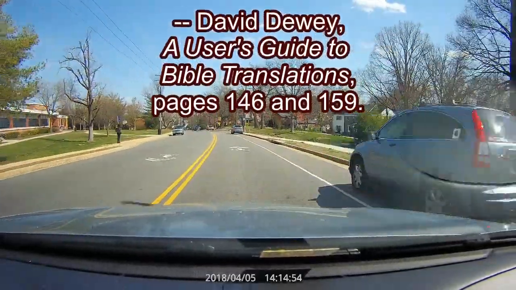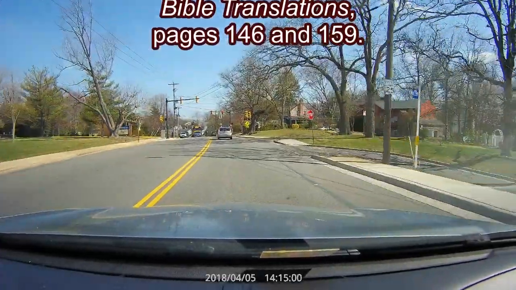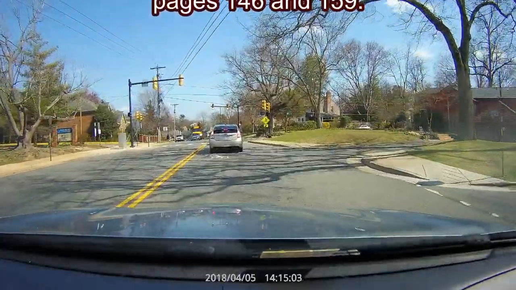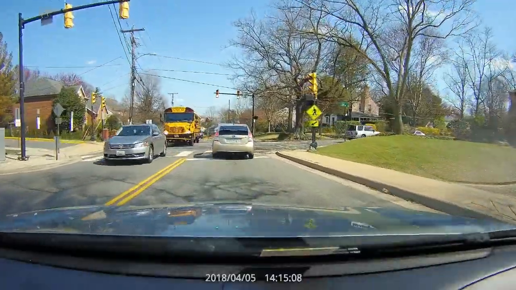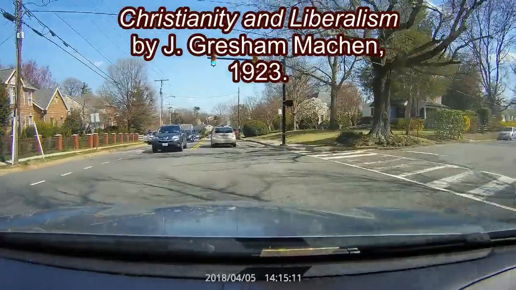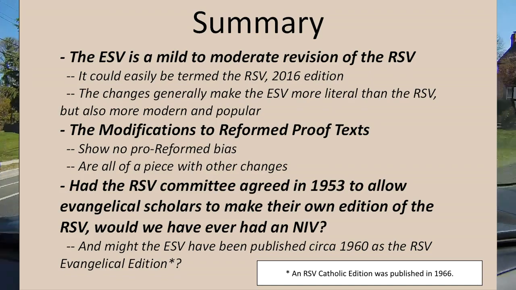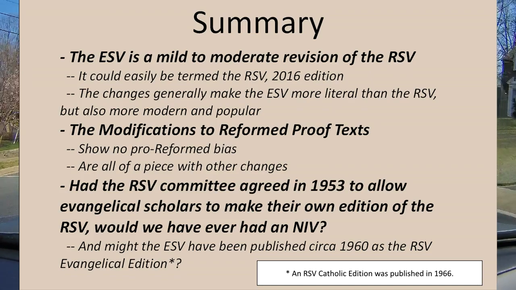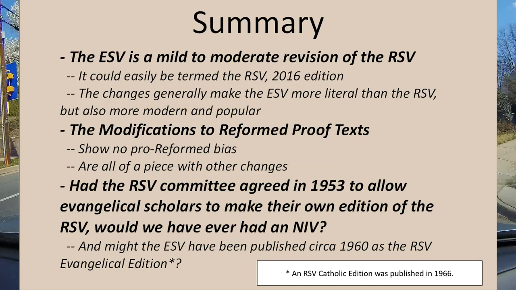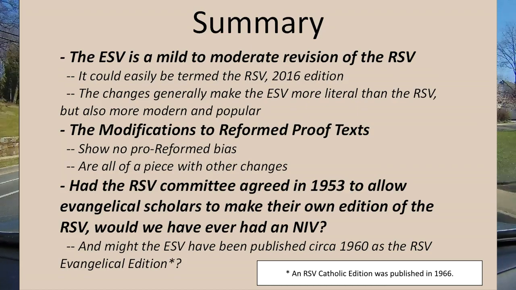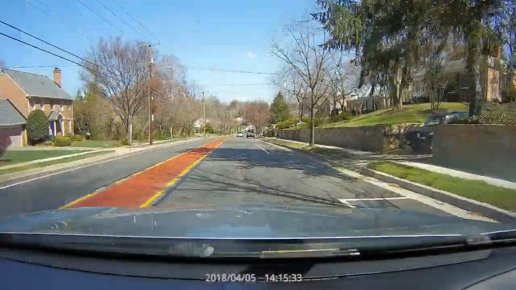So clearly the Revised Standard Version Committee had issues with the evangelicals. This was all part of that modernist conservative war that J. Gresham Machen wrote about so many years ago. So perhaps if we had had a Revised Standard Version evangelical edition published in the 1960 time frame, perhaps we never would have had a New International Version. I'm not sure that would have been such a bad thing, but that's just me.